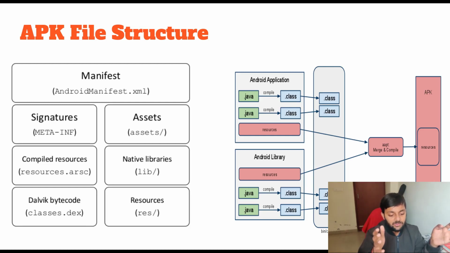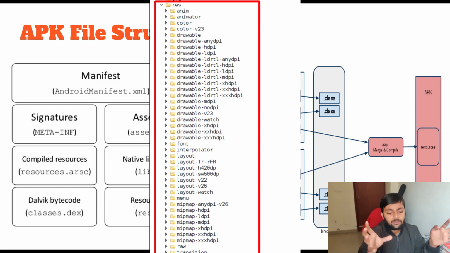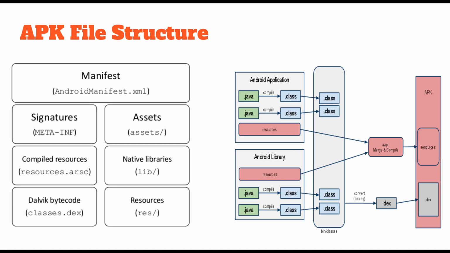Resources again, the res folder, has those bitmaps and layouts and all that stuff. On the right-hand side you can see how these are compiled. There's this Android application and there's this Android library. Both have Java and are compiled into class files. Whatever resources both of these have are merged and compiled into one resources folder. And then all the code that's there is compiled into a dex.